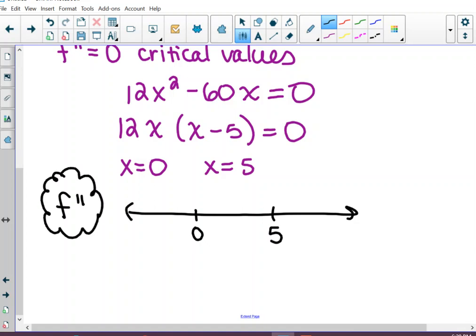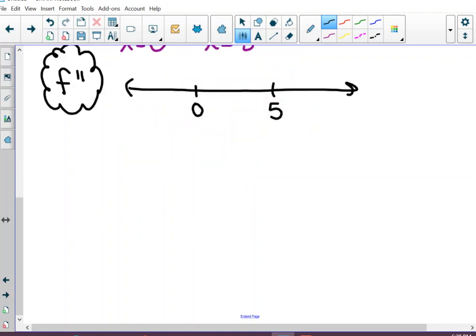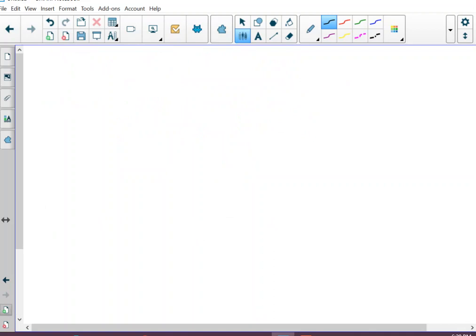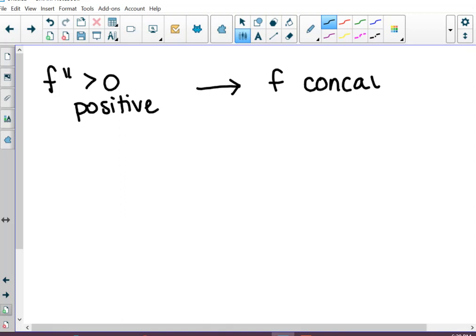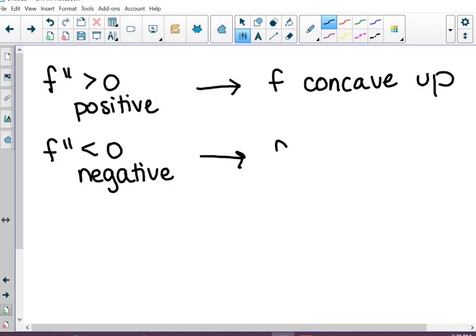This is going to be a number line about f prime, or excuse me, f double prime, because here's what we're going to know. When we get f double prime greater than 0, or positive, that means that part of f is concave up. And when f double prime is less than 0 or negative, that means that part of f is concave down.